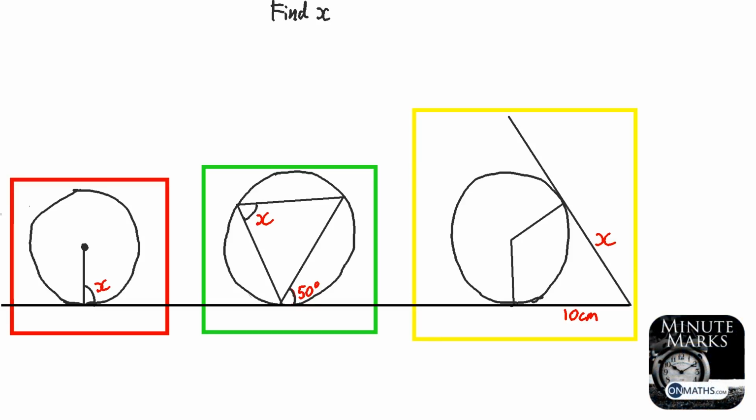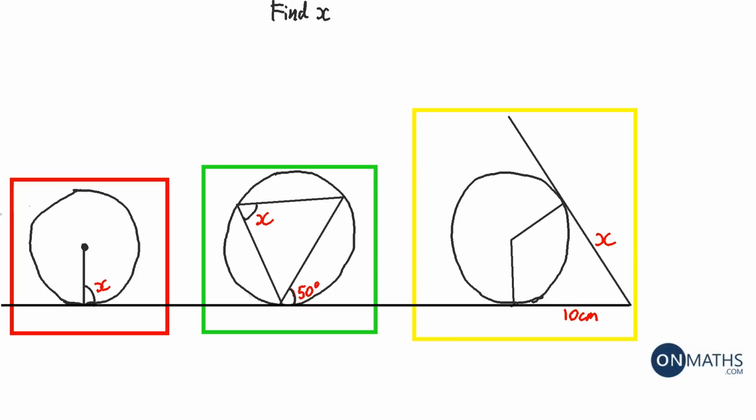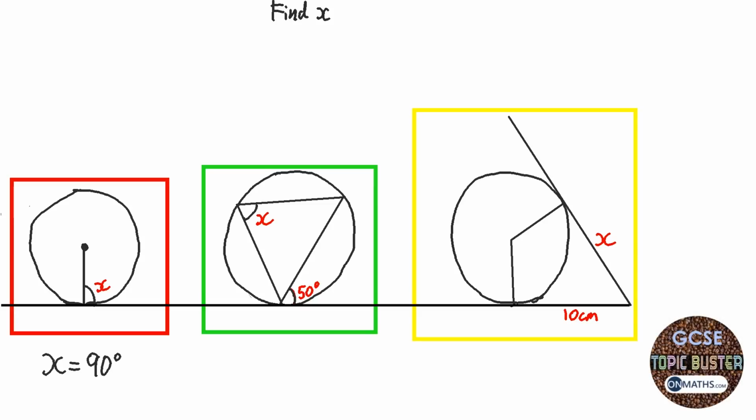Basically, whenever you have a tangent, which we have on the graph, and the tangent's just a line that touches the circle once, and you have a radius touching it, then x is going to be 90 degrees. And the reason for that is you just say angle between tangent and radius equals 90 degrees. It's that simple. I'm going to go to the yellow one next.